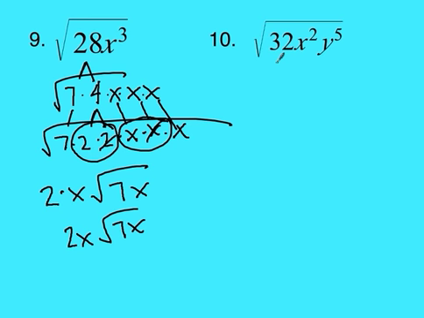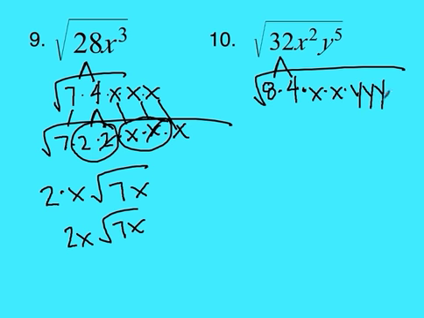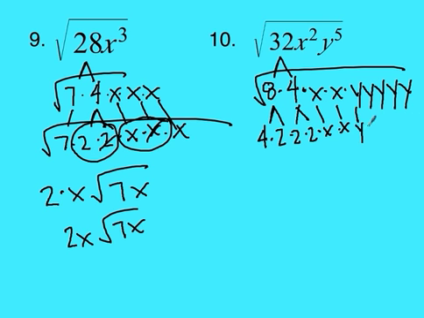For number 10, I'm going to start with 32. Break 32 down to 8 times 4. X squared means I have 2 x's, and y to the 5th means I have 5 y's. I can break down 8 to 4 times 2. I can break down 4 to 2 times 2. Bring down those x's, and bring down the y's.